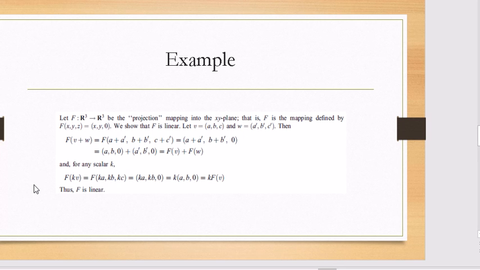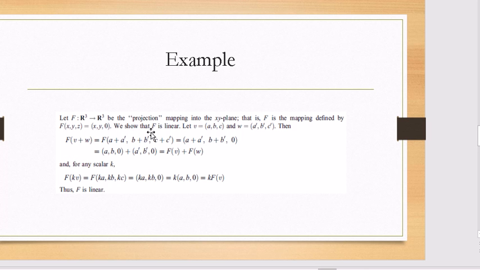Here is an example of linear mapping. Suppose we have a linear transformation or linear mapping from R3 to R3, and it is a projection map into the xy plane. Projection means one component among the three components is mapped to the zero vector. That is, f is the mapping defined like this. Here the z component is mapped to 0.